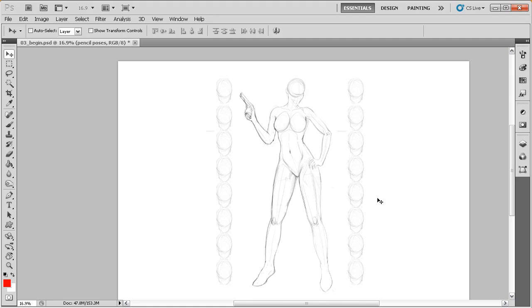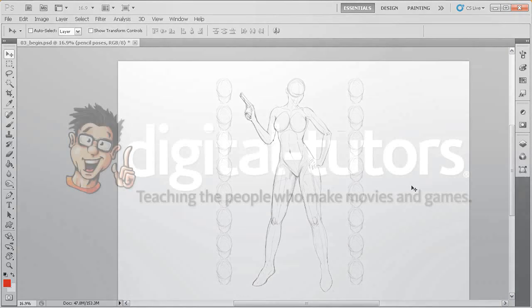So with that said, let's go ahead and pick up where we're leaving off here in the next lesson. We're going to take a look at some additional character features for this female character, such as her hairstyle.